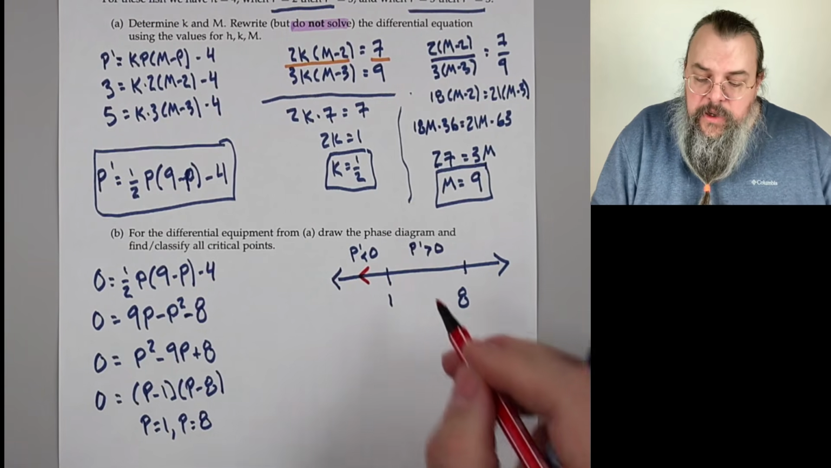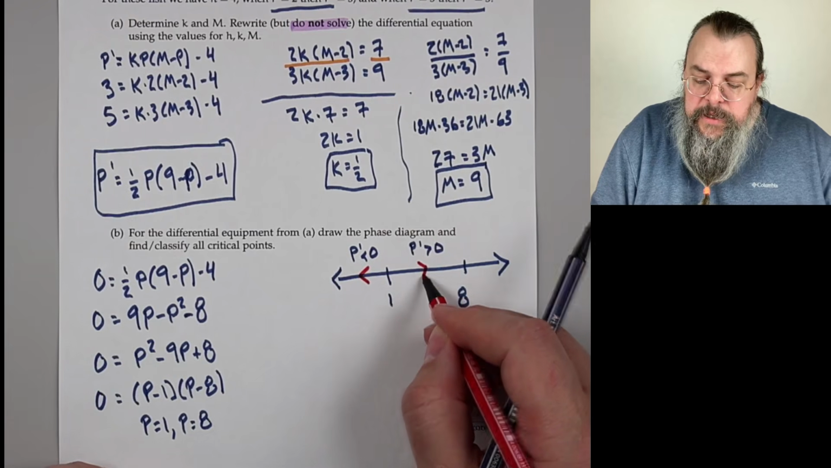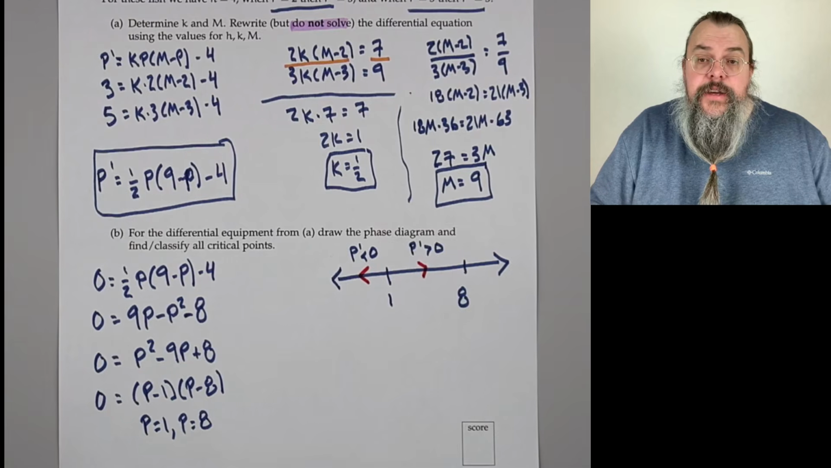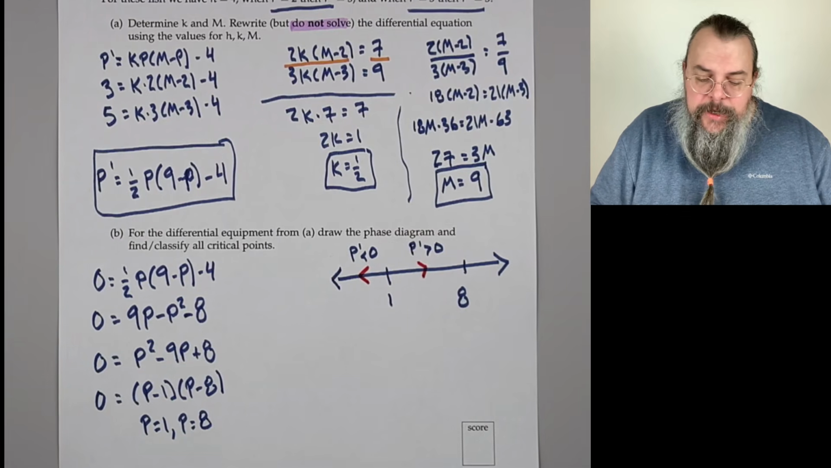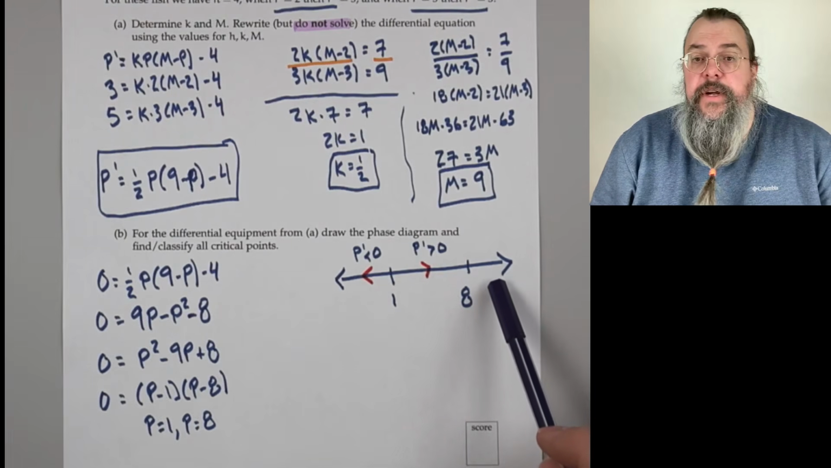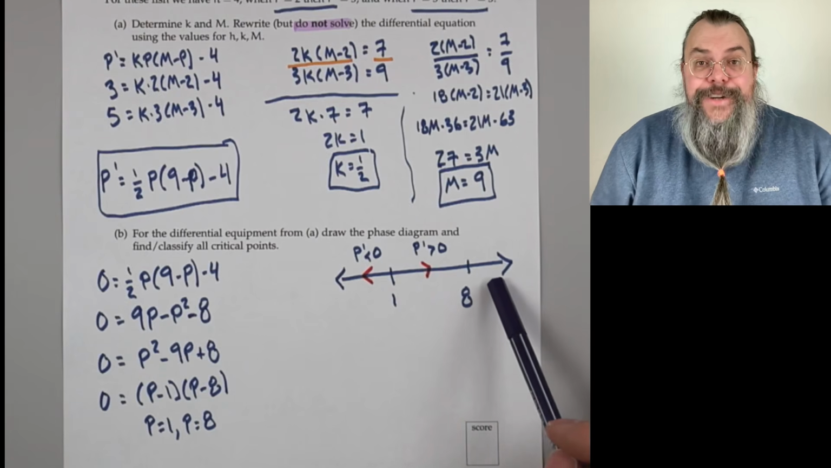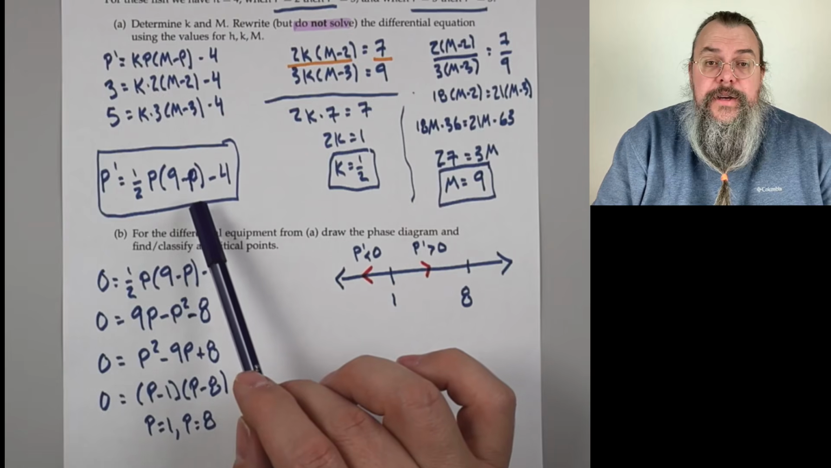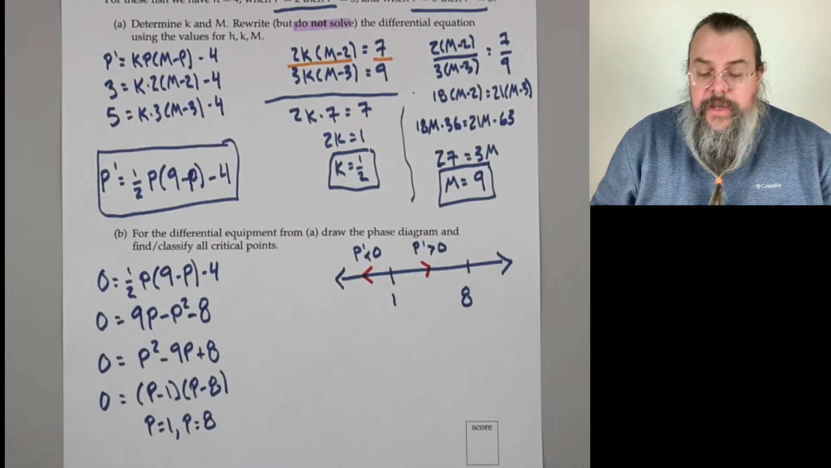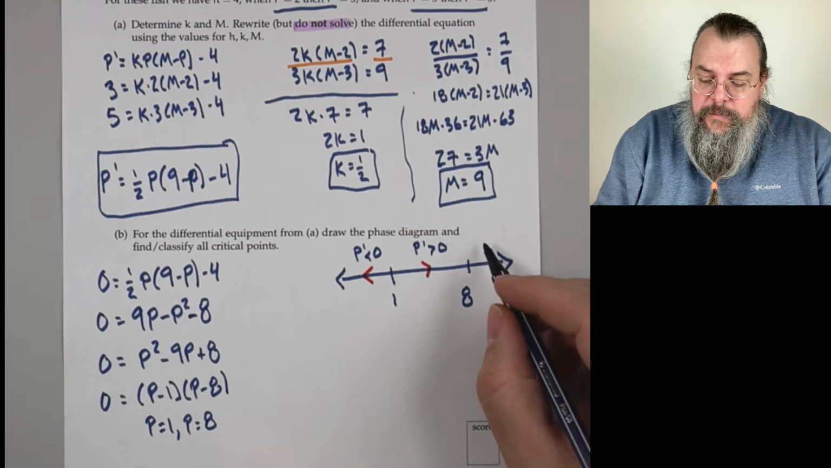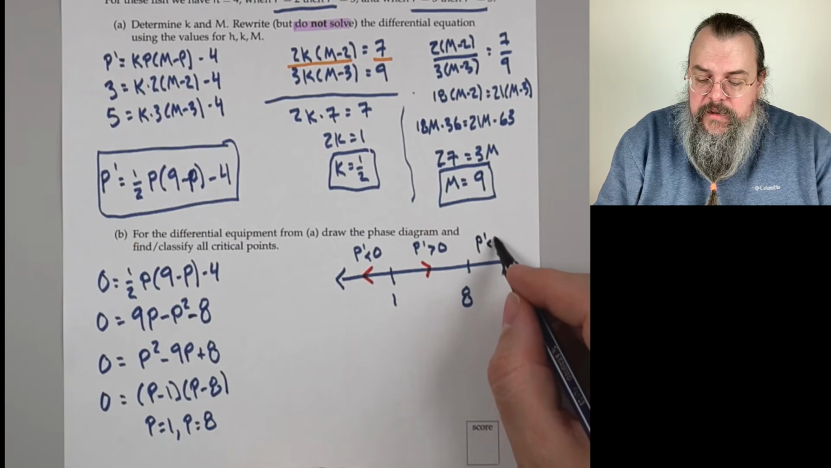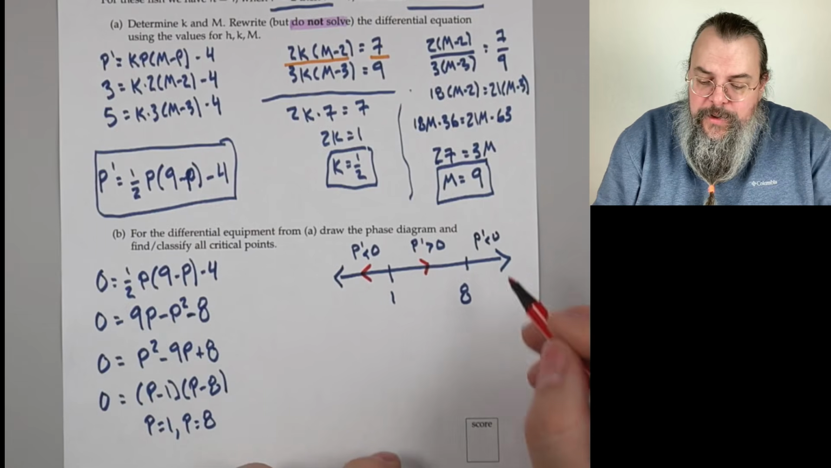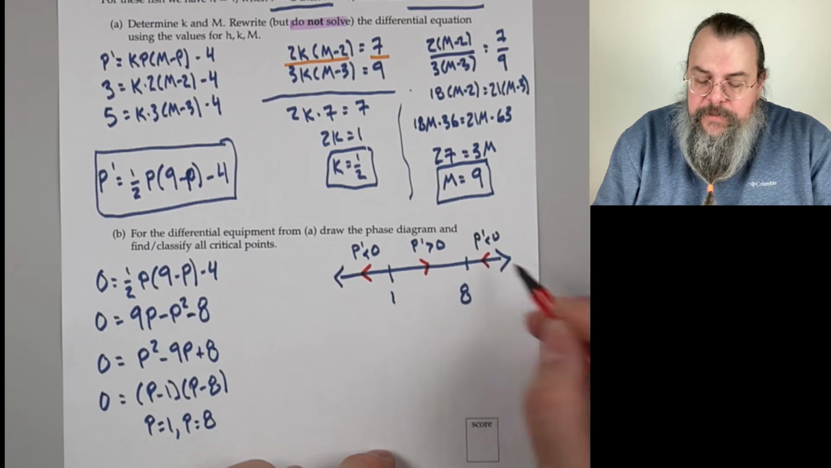Positive means we're increasing. We're going up. And now, finally, the 8. Okay, what happens here? Well, pick something bigger than 8. Say 9. 9 is bigger than 8. And 9 minus 9 is 0. And 0 minus 4 is negative. So p prime there is negative. Well, what does that mean? It means we're moving to the left.